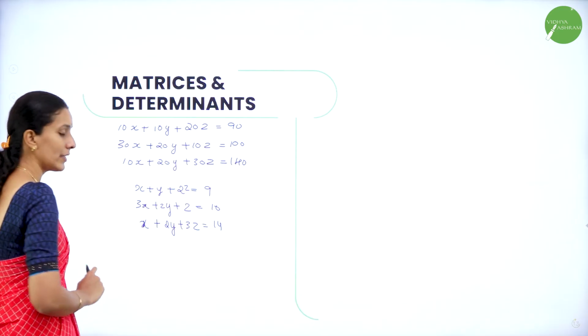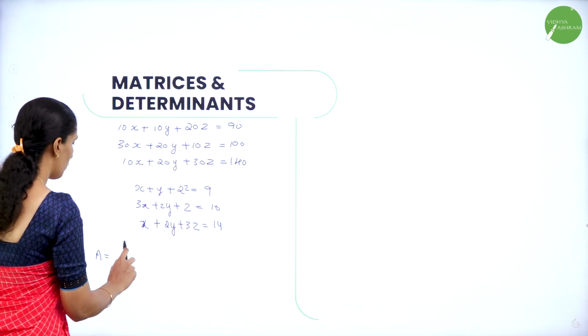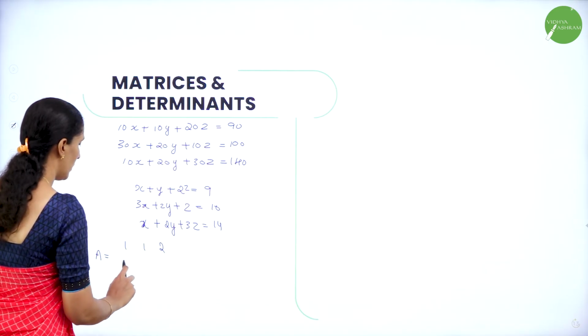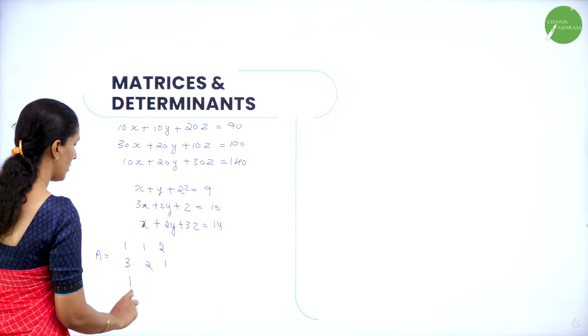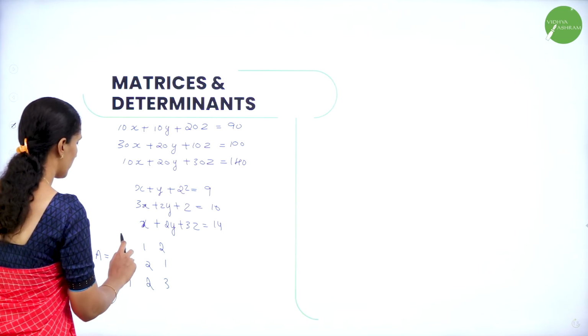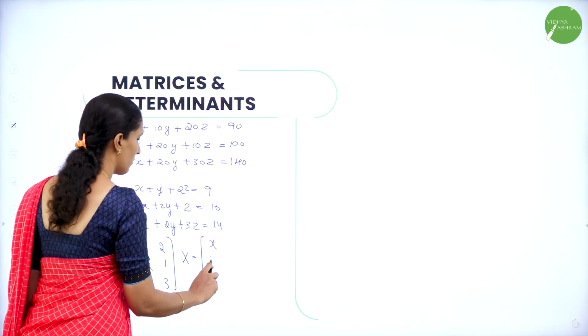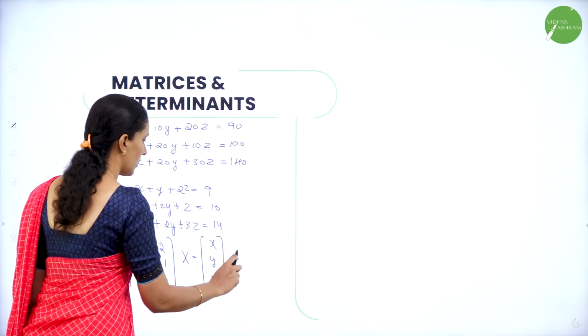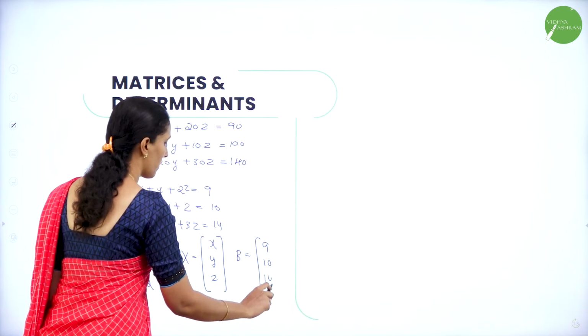So now let's write this in the matrix. So we have matrix A is equal to 1, 1, 2, 3, 2, 1, 1, 2, 3. Matrix X is x, y, z. Matrix B is 9, 10, 14.